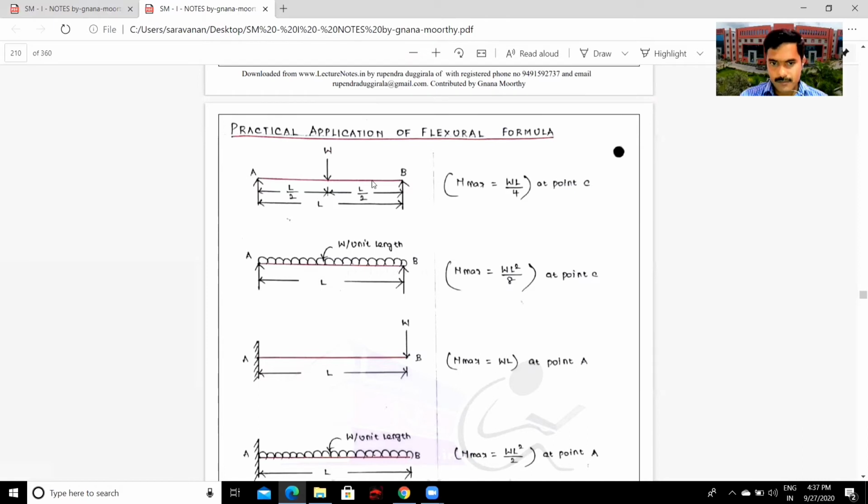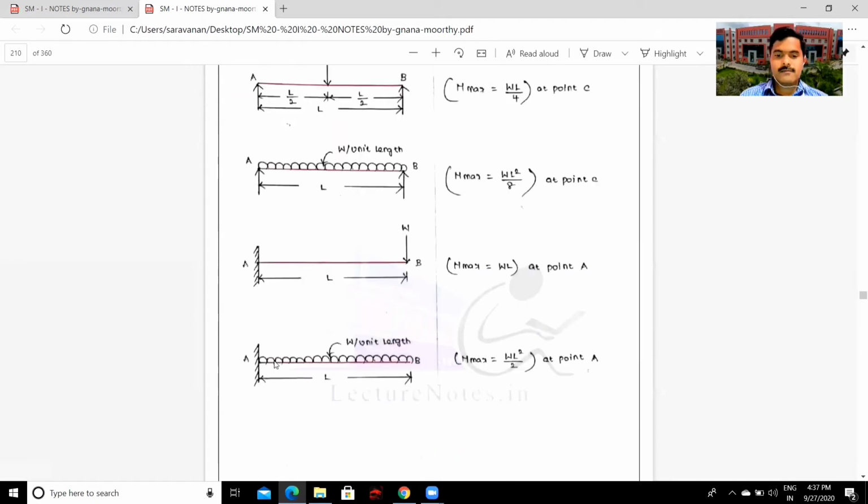Simply supported means at the support the bending moment will be 0. At the center the bending moment will be maximum, since it is a symmetrical section. Therefore here the M maximum will be at the center, point C. So M maximum is WL by 4 if it is a point load at the center, and WL square by 8 for a uniformly distributed load throughout the beam.